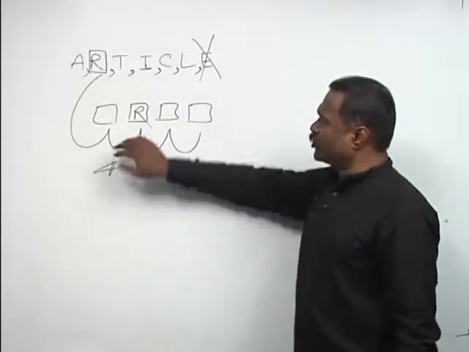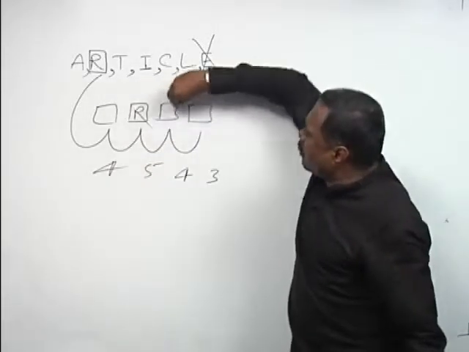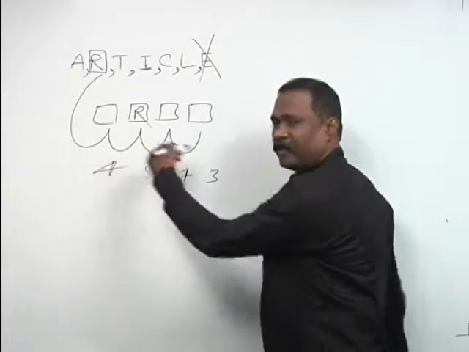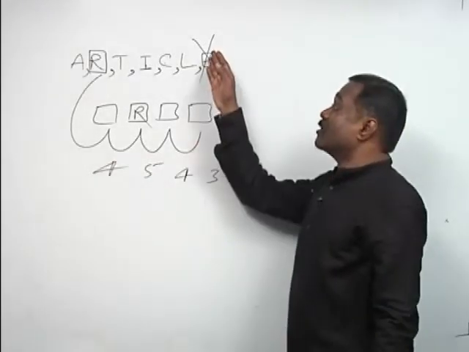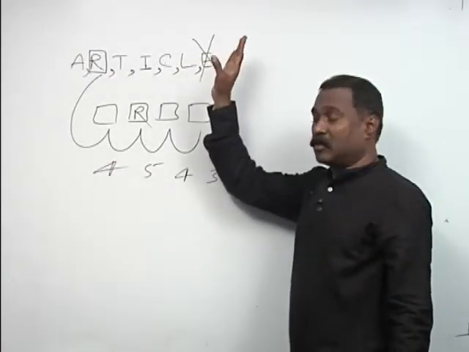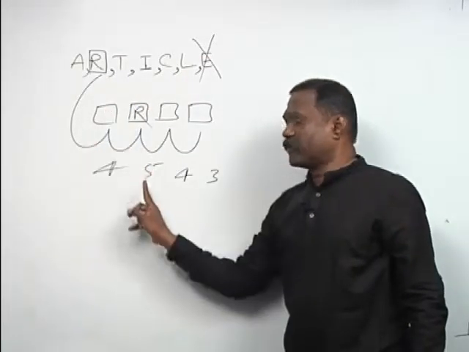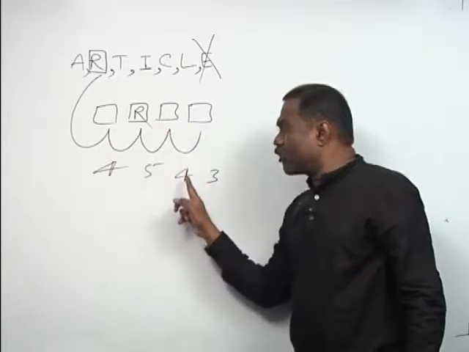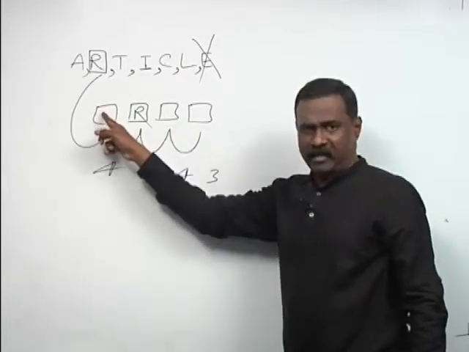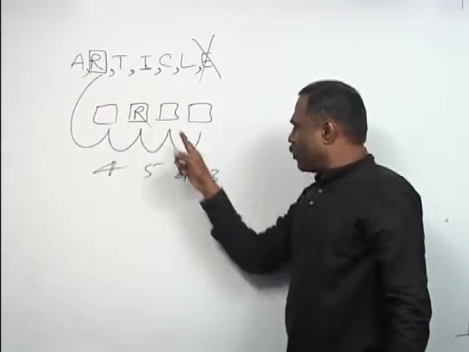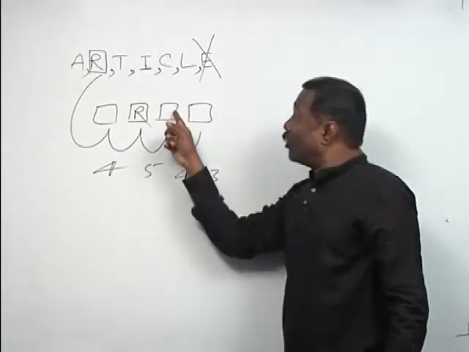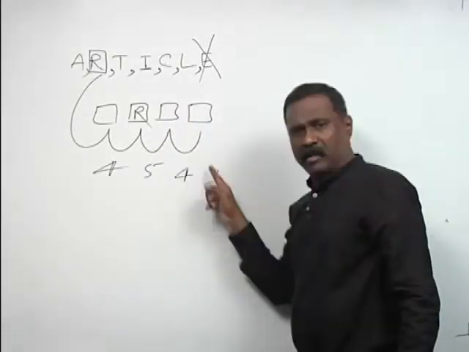So the first operation of filling up R is done in 4 different ways. Because E is not needed, E is removed, and the remaining 5 letters are there. This is filled in 5 different ways, and this is filled in 4 different ways because already 1 is filled, and 4 remain, and already 2 are filled, only 3 are remaining. This can be done in 3 different ways.